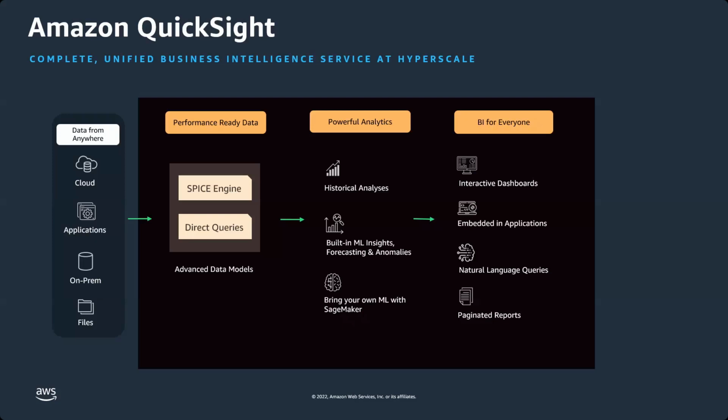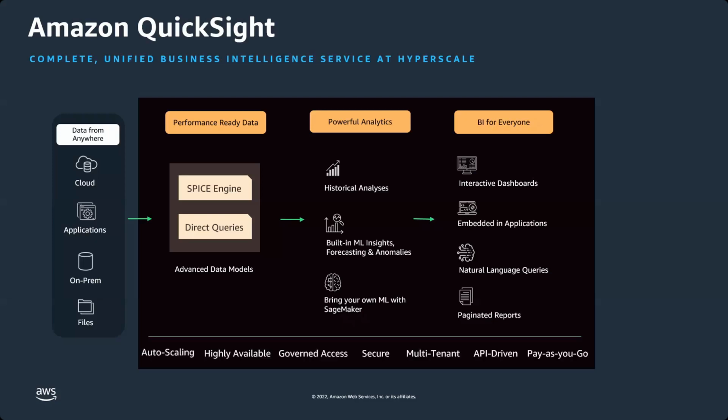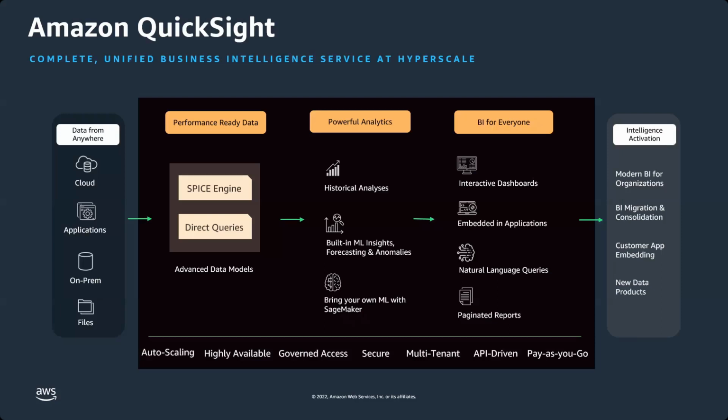Now, whether you want to deliver modern BI across your organization, or you want to migrate and consolidate your BI stack, or you want to embed analytics in your applications and products, or you want to build an entirely new data product, Amazon QuickSight helps you activate intelligence across all your users, be it internal and external, in any kind of use case.